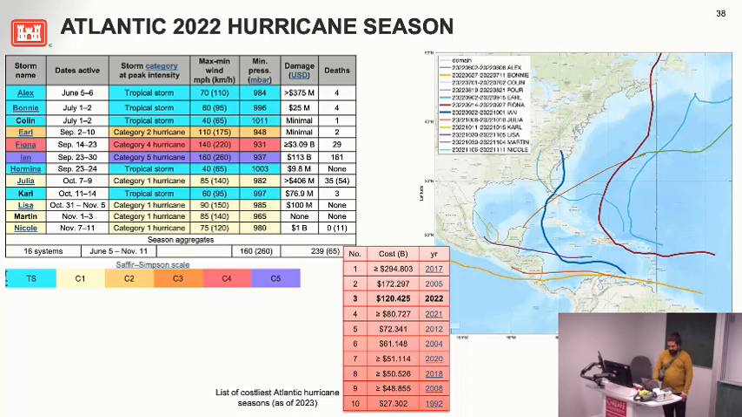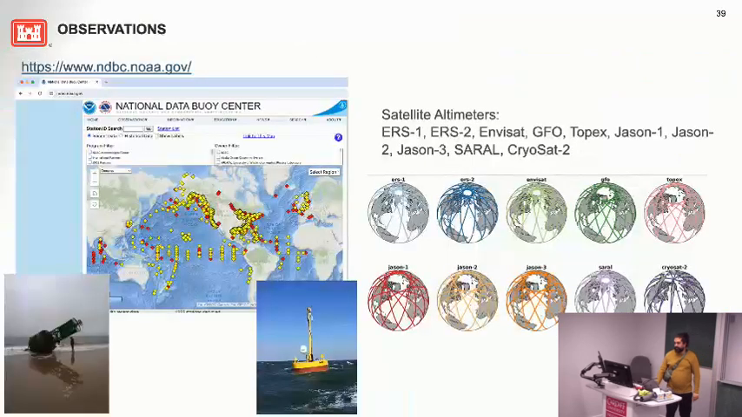Next, let's quickly move on to the Atlantic 2022 hurricane season, which was the third deadly and destructive hurricane season in the history of the US. We had Hurricane Ian, which was very famous. It washed a part of Florida, and we had to evacuate people from Florida. So this is the amount of money that each of those hurricanes in that hurricane season cost. And these are the hurricane tracks in the Atlantic.